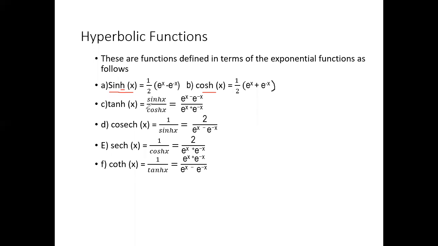So if you want tanh x, it's just sinh x over cosh x. We know tan is always sine over cos. So it follows that you can develop the various hyperbolic functions.